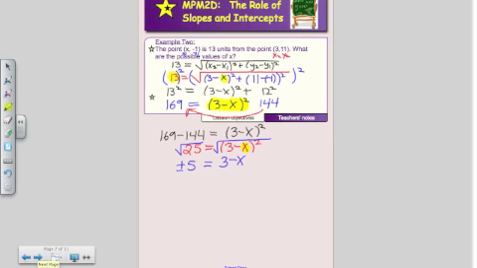So to isolate the x, I'm going to move the x over to this side to make it positive. The 3 is going to remain on the right-hand side, and I'm going to bring over the plus or minus 5. It's still plus or minus 5 because I have both signs there. So x is going to be two possible answers.